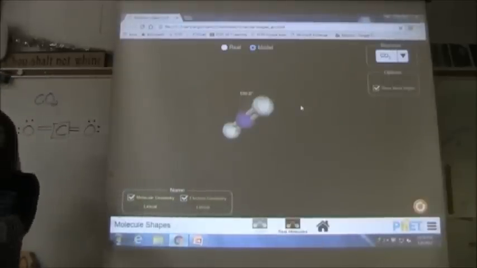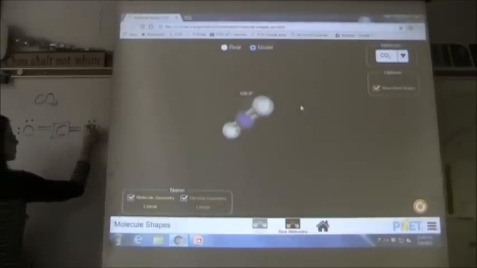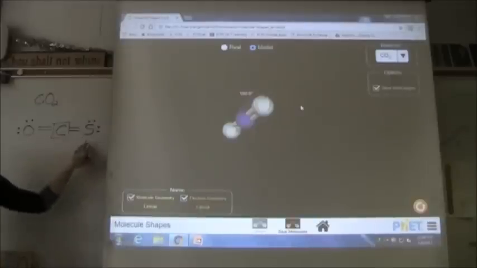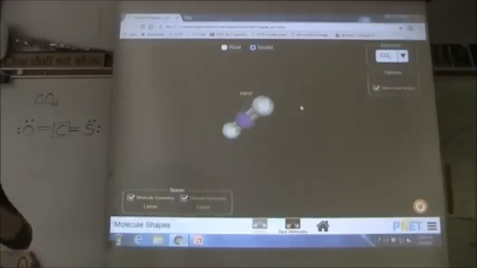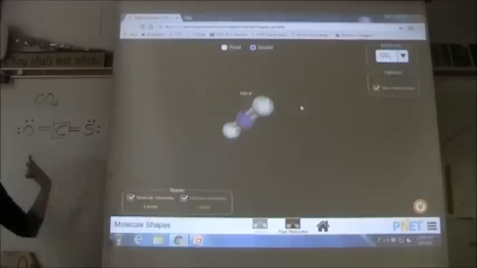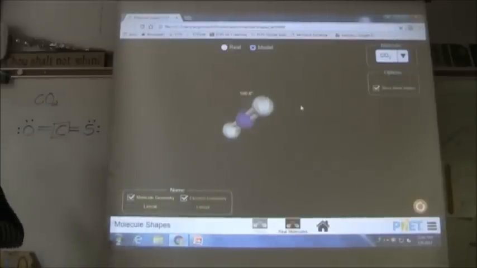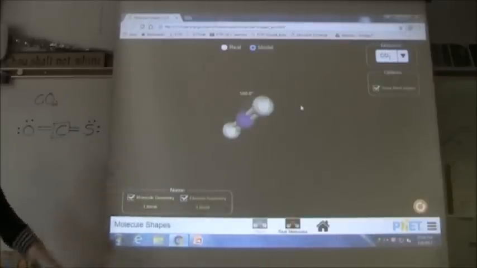Now, just to make sure you've got this, what if I did this? Have I changed the shape? No. This would still be linear, but it wouldn't be nonpolar anymore. Guys, when we say things like linear is a shape that cancels out the polarity of the bonds, we're assuming that the terminal atoms are the same element. If they're ever not the same element, automatically polar, no matter what.